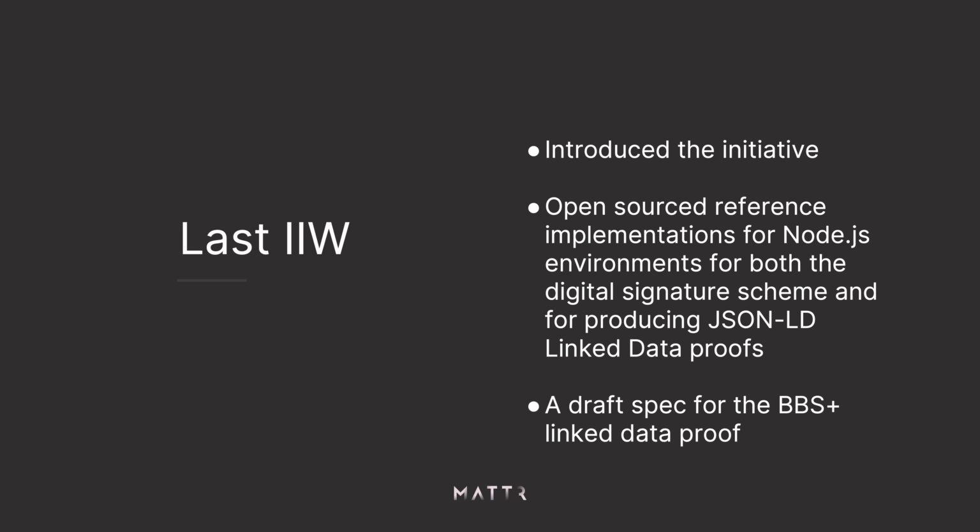At the last Internet Identity Workshop, we introduced this initiative and open sourced a reference implementation for Node.js environments for both the digital signature scheme, which is the lower level, and the layer that links it to JSON-LD linked data proofs, which is what's used in the context of verifiable credentials and makes them applicable for verifiable credential use cases. We also open sourced a draft spec for the BBS Plus linked data proof and had that sent over to the CCG as a work item.